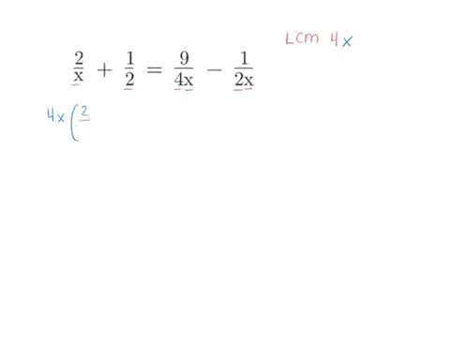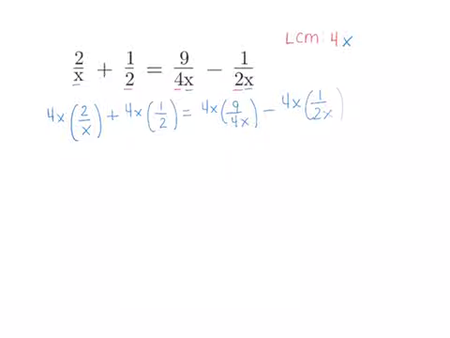So this 2 over x gets multiplied, this 1/2 gets multiplied, this 9 over 4x gets multiplied, and this 1 over 2x gets multiplied as well. So something should cancel or reduce here. So if I look at this first one, I can see that the x's cancel. So we are left with 4 times 2.